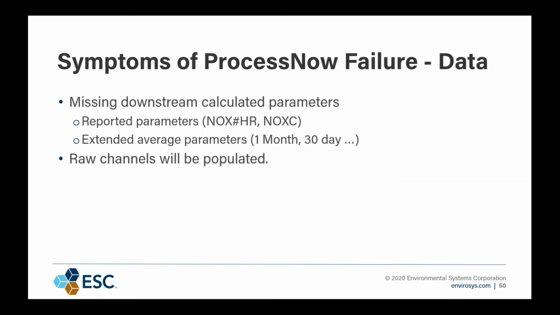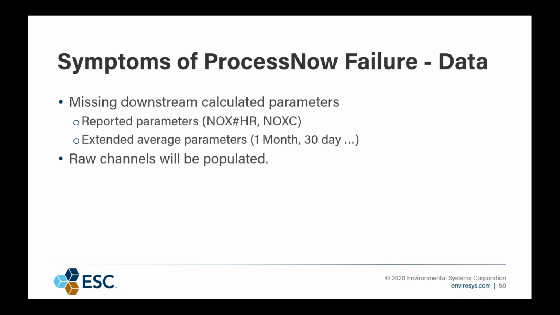All right. So some of the other process now failures for your data is going to be missing downstream calculated parameters. These may be your reported parameters, such as your NOx pound/hour, NOx C. You're also going to be missing your extended averages, such as your rolling 1 month average or 30-day average. But you'll notice that your raw channels are in.